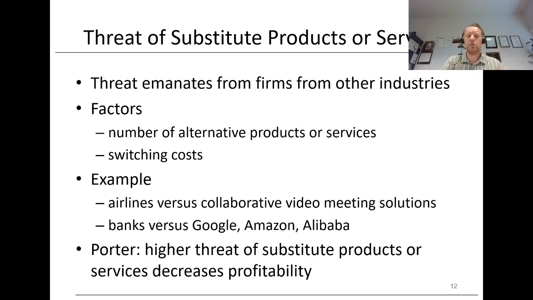So the factors that we're talking about here are the number of alternative products or services. All of a sudden, we see somebody from another industry entering our industry and posing a threat. And again, this obviously comes with switching costs, right? What are the switching costs to switch from my bank to Google? With Google, I can do anything online. With banks, you can do most of the things online. About 80 to 90% of the banking business is digitalized nowadays, but every now and then you still have to visit a bank office to do something very specific. As Porter said, a higher threat of substitute products or services will decrease your profitability.